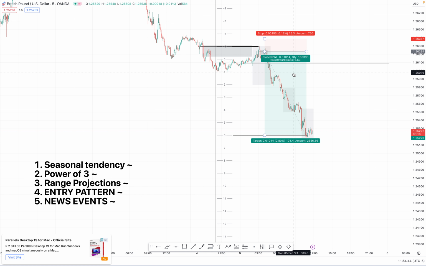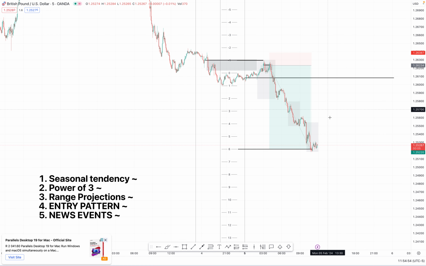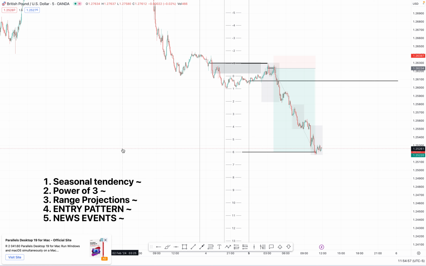But yeah, that's the trade for today. That's literally today's price action. Or it is kind of hindsight, but this is the first time I opened the chart of the day, so it's not really hindsight if you think about it.